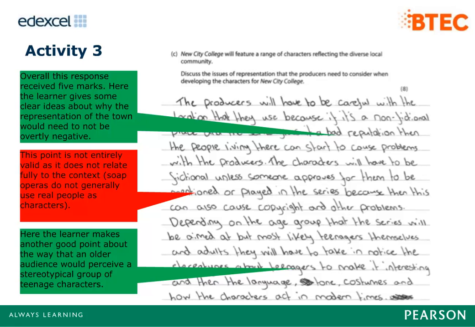The point that the learner makes in the middle of the answer is not really valid or reflective of the context, as it is unlikely that a soap opera would portray anything other than fictional characters. This response, then, has 2 well-argued and fluent points, rather than a wide range. Further points argued as well as these 2 would have resulted in the learner being awarded more marks.